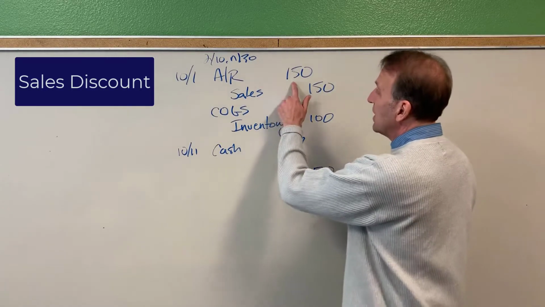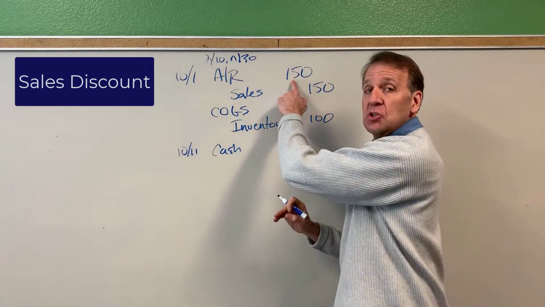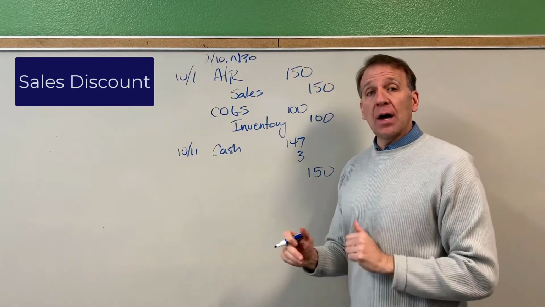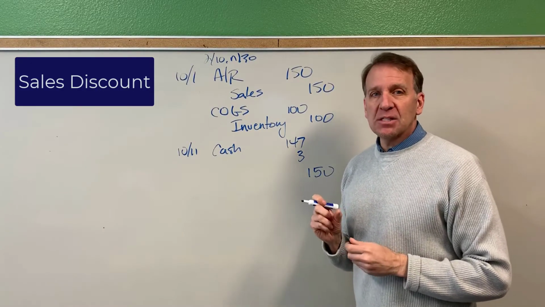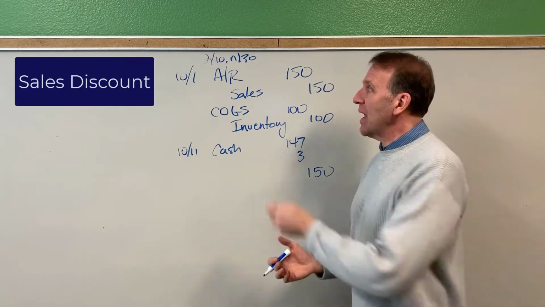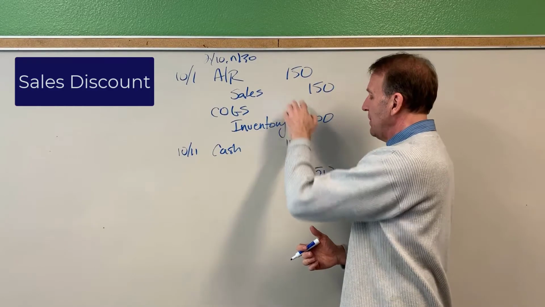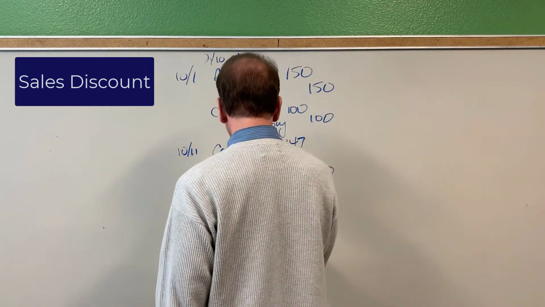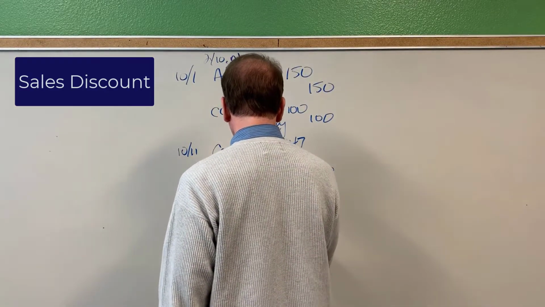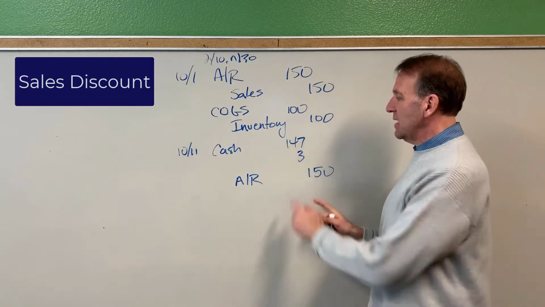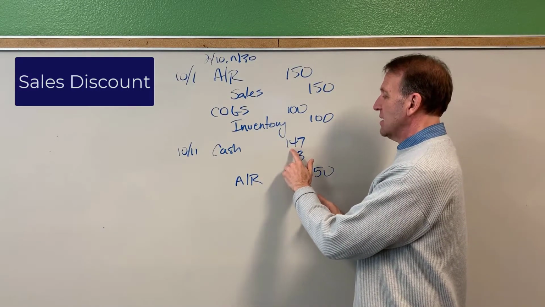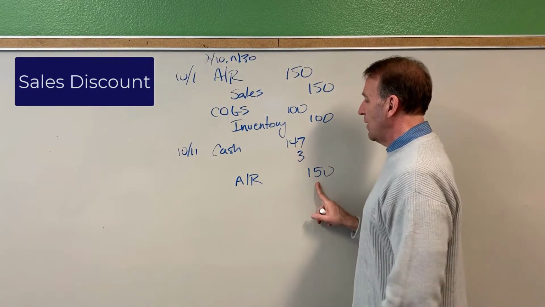But now we need to get rid of this accounts receivable because this shows that this customer owes us $150, but the customer is now paying us. So we have to eliminate that. So that's a debit, so we have to credit accounts receivable 150. So you can see here, right now, our journal entry has an account for 147 and 150.